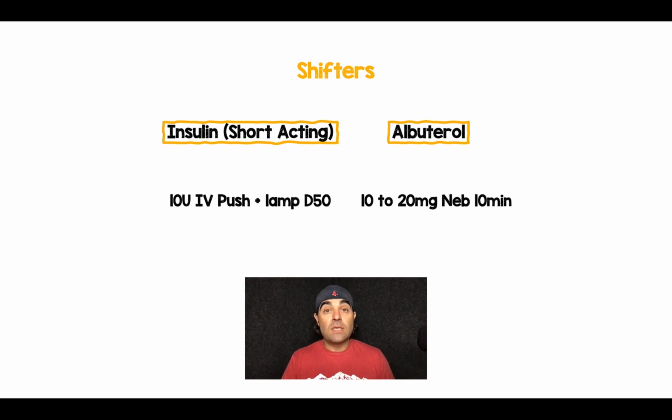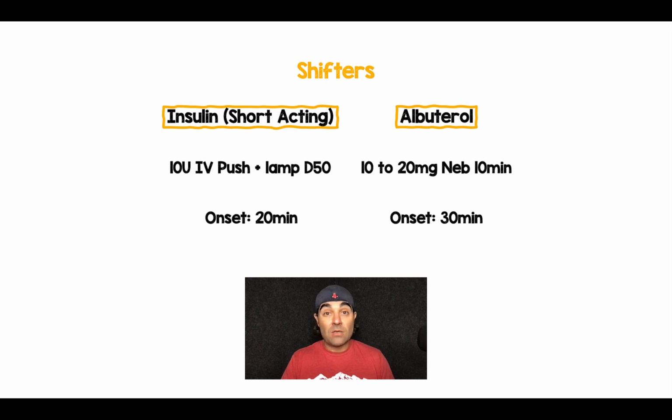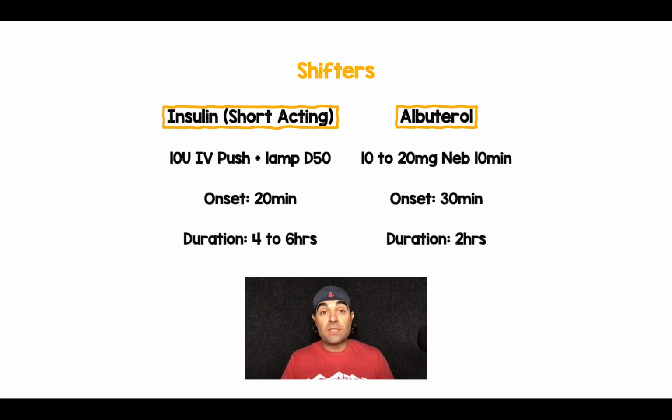So again, what's the onset of action? So for insulin, it's going to be about 20 minutes, and for albuterol, it's going to be about 30 minutes. How long does the effect last? 4 to 6 hours for your insulin D50, about 2 hours for your albuterol.